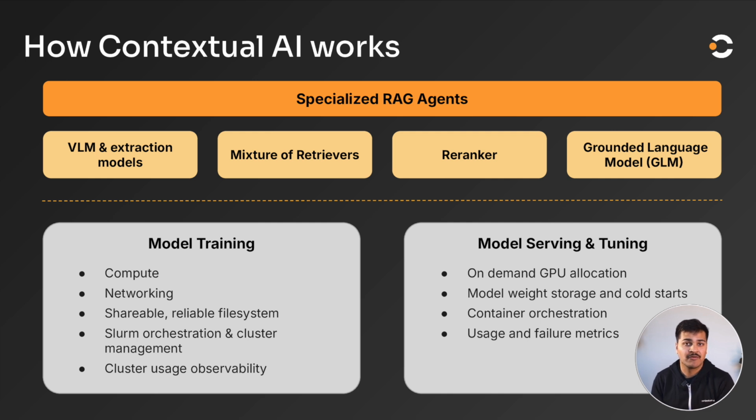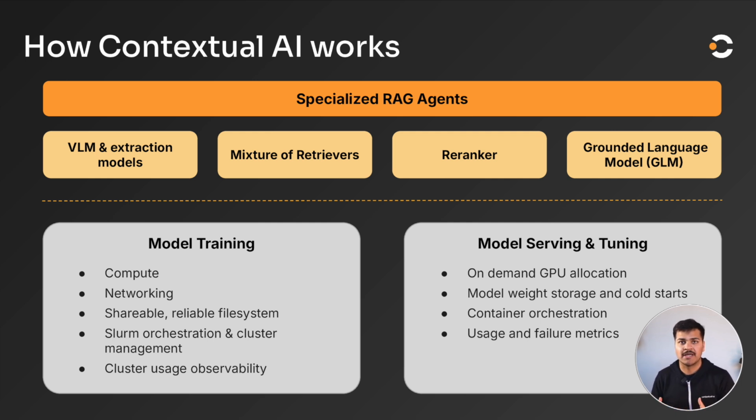Awesome. I hope that gave a good taste of what the platform is all about. So coming back to how it all works together, Contextual AI is made up of a number of different models and systems across a full pipeline. It's basically an ensemble of these different models and systems. For the specialized RAG agents, we're showing some of the main components, like the VLMs and extraction models, the mixture of retrievers, a state-of-the-art re-ranker, as well as a grounded language model. Each of these is a different set of models and systems.